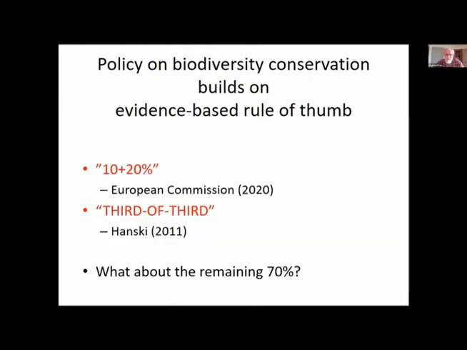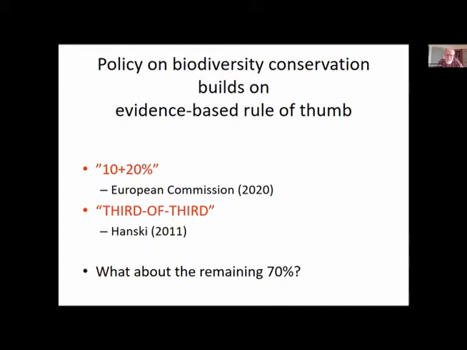So I think that it's important to note that policy on biodiversity conservation actually builds on a sort of evidence-based rule of thumb. So the European Commission talks about 30% protected, of which 10% should be strictly protected. And this is exactly what Ilkka Hanski summarized in his paper in Ambio in 2011, a third of a third.